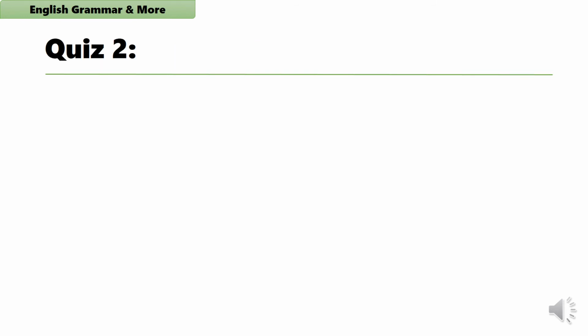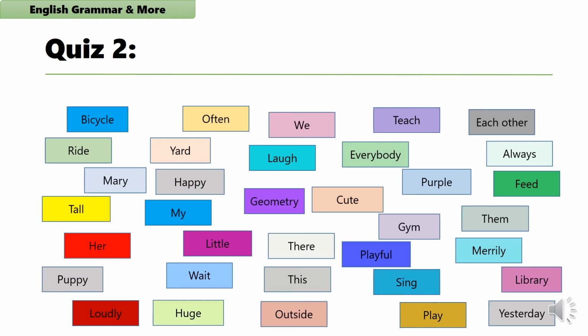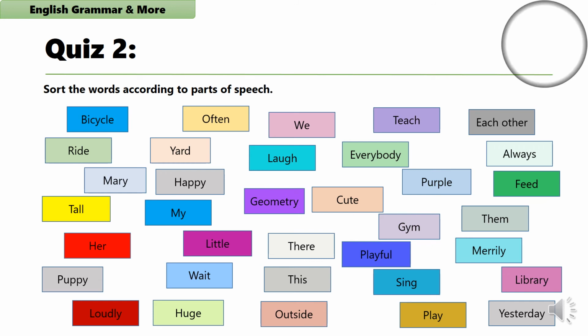For quiz 2, I would like you to look at the words given on the screen and sort them according to parts of speech. At this point, you can pause this video to complete this task, and once you are done, you can come back to this video to see the correct answers in the next slide.